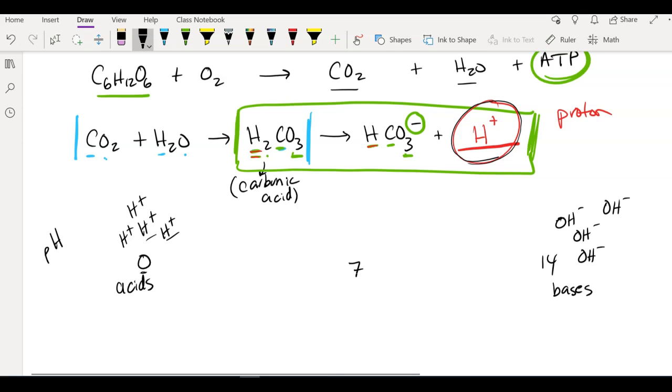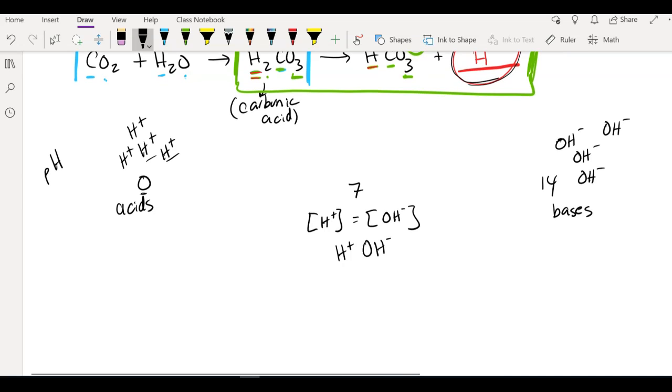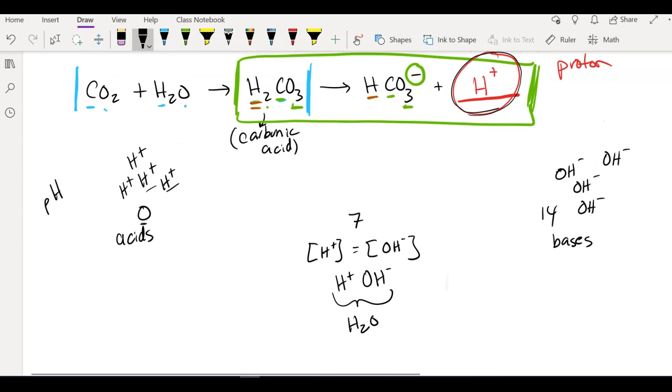Well, neutral is 7. Why is it neutral? Because we have an equal number of H pluses, brackets mean concentration. So at pH of 7, the concentration of H pluses is equal to the concentration of OH minuses. That means that if we have one H plus over here, we've got an OH minus over here. Hey, these two should look familiar. When these folks combine, H plus and OH minus form H2O. This is why the pH of water is 7. It's neutral. Okay, well now back to here.